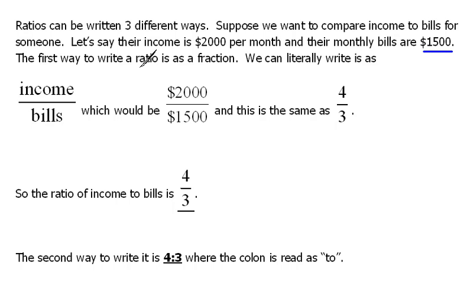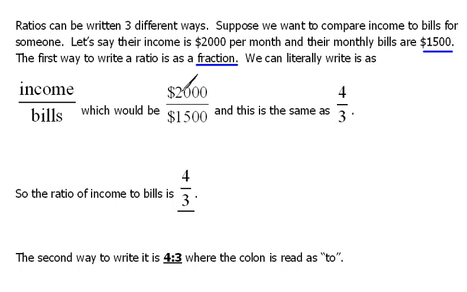Now, the first way that we write a ratio is as a fraction, and this is the most common way that we write ratios. So if we are comparing their income to their bills, then we would write their income on top, which is $2,000, and their bills on bottom. We would keep it in that same ratio or that same proportion.